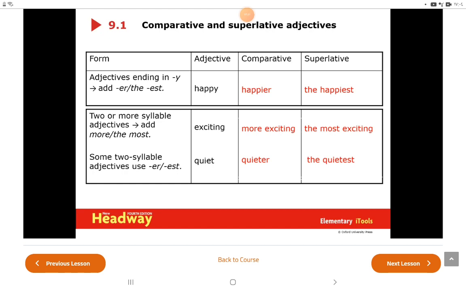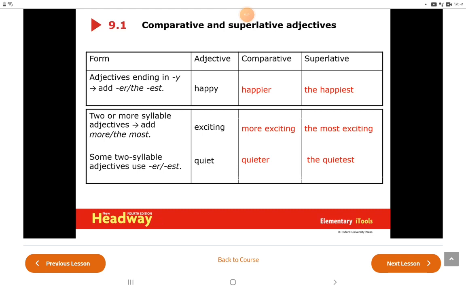Yes. So when do we add more or most? To make it simple and easy: if it's a long word, for example, if it has more than two syllables, like exciting, beautiful, comfortable, I say more exciting, most exciting. If it's a short word, for example, quiet, quieter, quietest, or happy, which has two syllables, happy, happier, happiest. Quiet has only one.